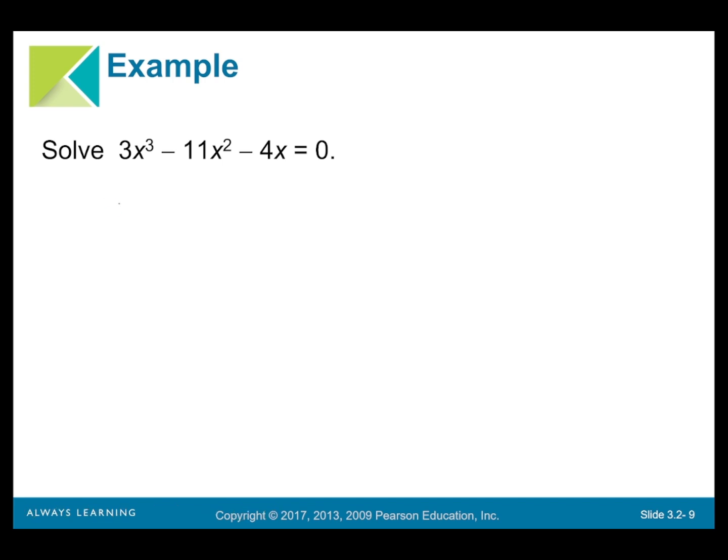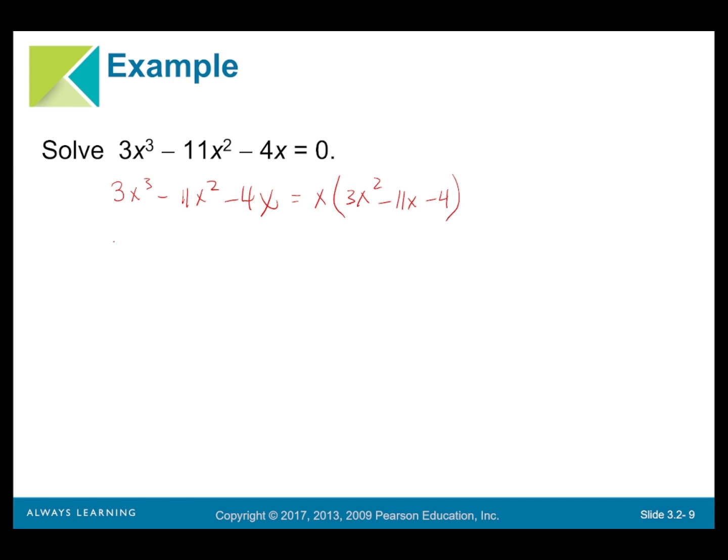So what I mean is we can take 3x cubed minus 11x squared minus 4x and pull an x to the front. So we have 3x squared minus 11x minus 4. Just like this. So I've taken an x out of each term, which reduced the exponent, or took the x away entirely in the last term.